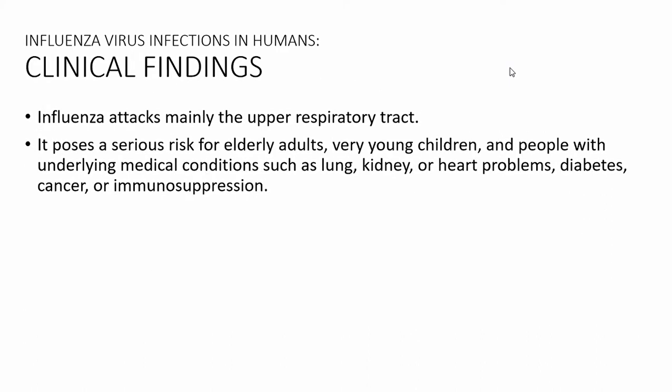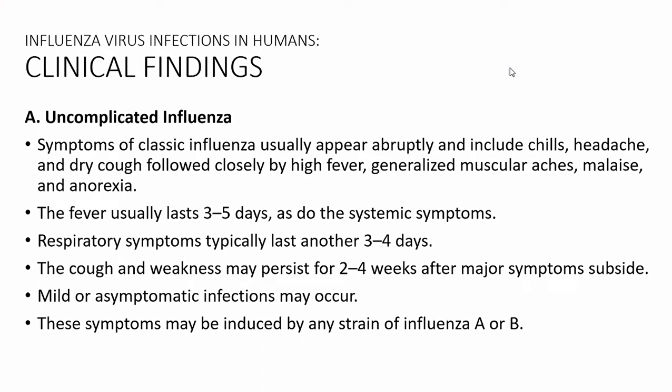So influenza attacks mainly the upper respiratory tract. So it poses a serious risk for elderly adults, very young children, and people with comorbidities, diabetes, cancer, or immunosuppression. So for uncomplicated influenza, symptoms of classic influenza usually appear abruptly, which will include the chills, headache, dry cough, followed closely by high fever, generalized muscular aches, malaise, and anorexia.